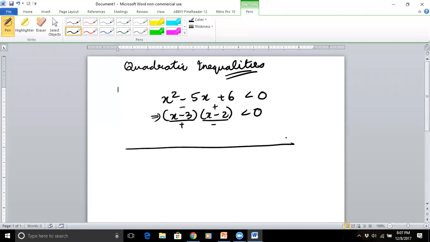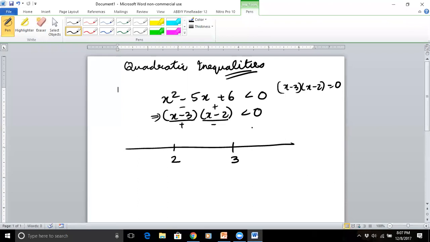For example, this is how we would solve. The first step is to draw the number line and put down the roots of this equation. Now, if I'd given you this as a quadratic equation equal to 0, the roots here are going to be 3 and 2. So you're going to place the roots on the number line. This is 2 and this is 3.